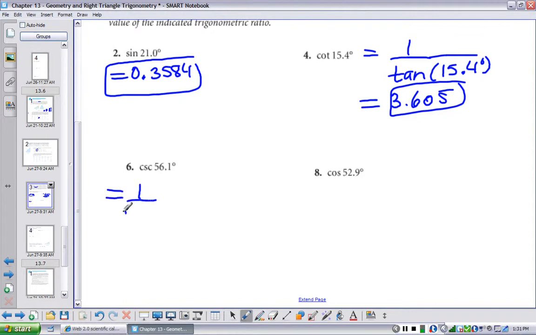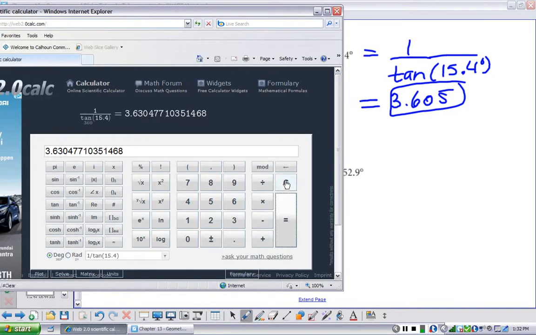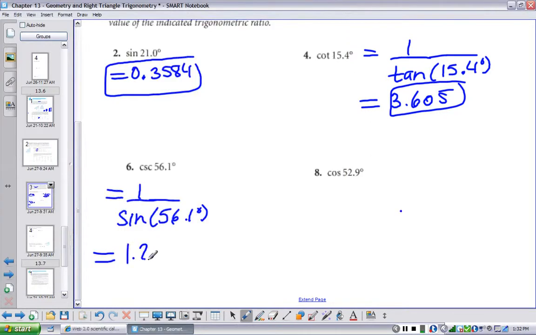We have cosecant. Remember, cosecant is 1 over sine. So we're doing 1 over sine of 56.1 degrees. And let's see what that gets us. Go back to our calculator, clear it out. 1 divided by sine of 56.1. Close parentheses, equals. All right, we have 1.2048.